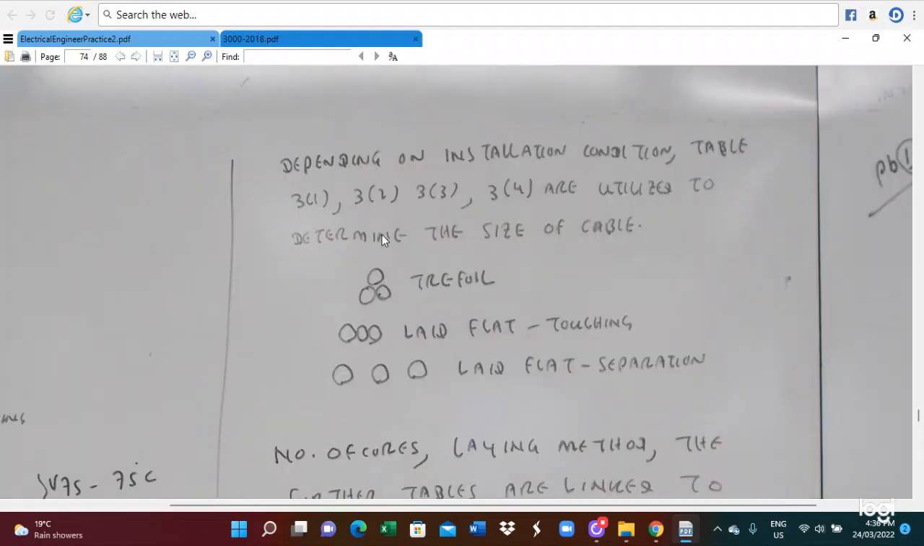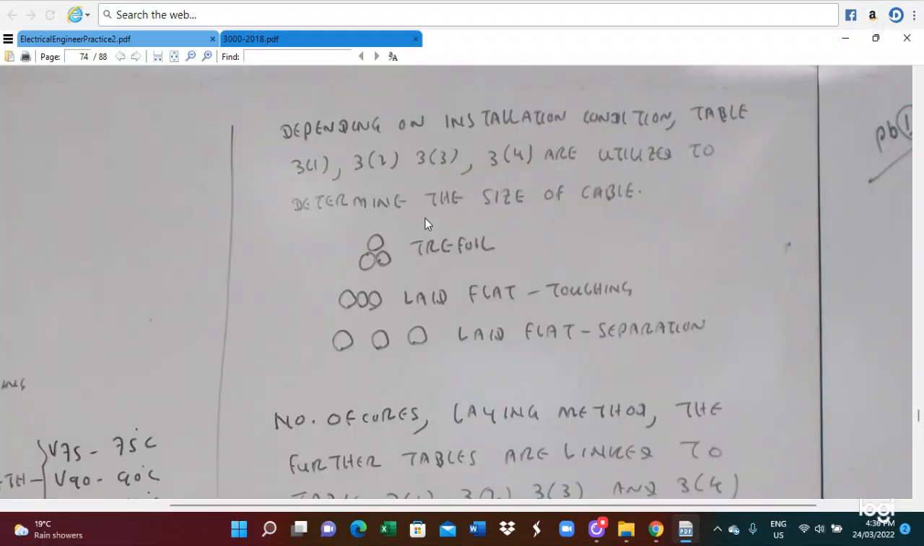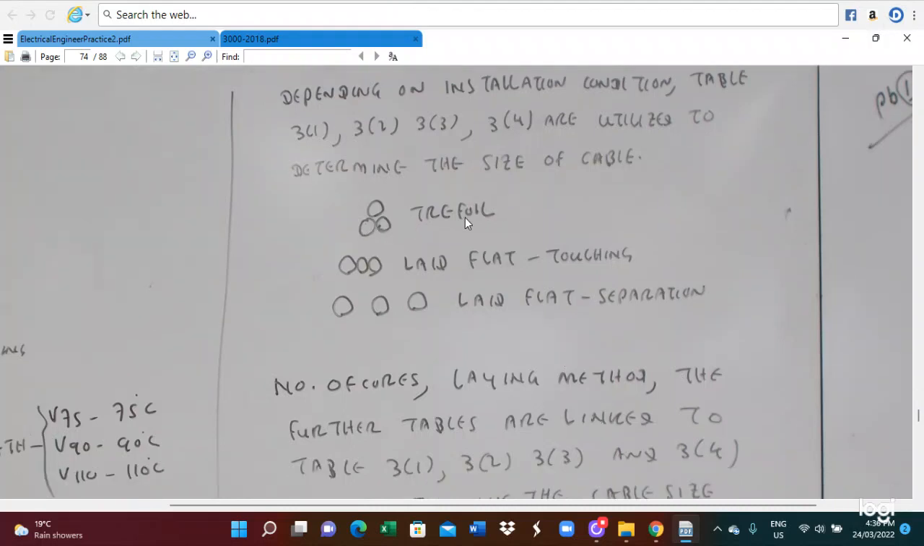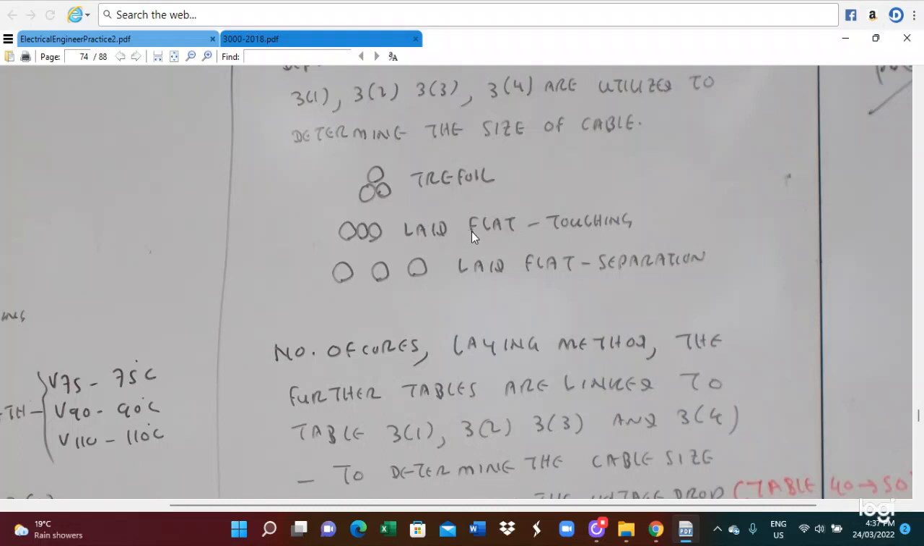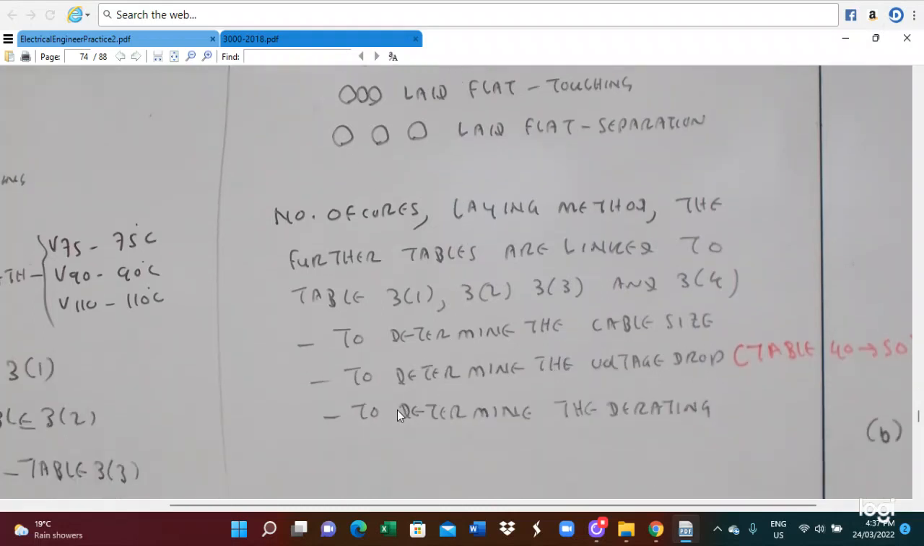So in this case, depending on the installation condition, tables 3-1, 3-2, 3-3 and 3-4 are utilized to determine the size of the cable. Table 3-5 means that we install the cable in this way: laid flat touching, or laid flat separated. This is table 3-5, the way to install the cable. Of course, remember that these tables are linked to tables 3-1, 3-2, 3-3 and 3-4.